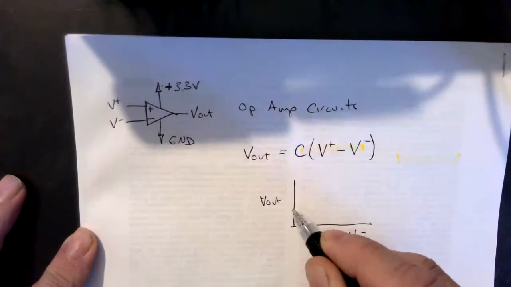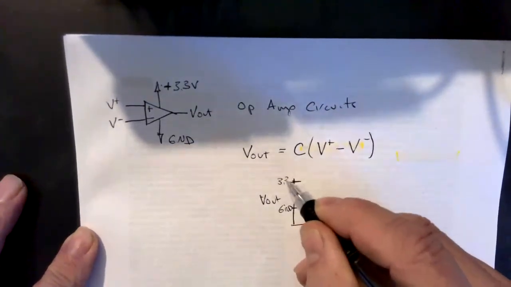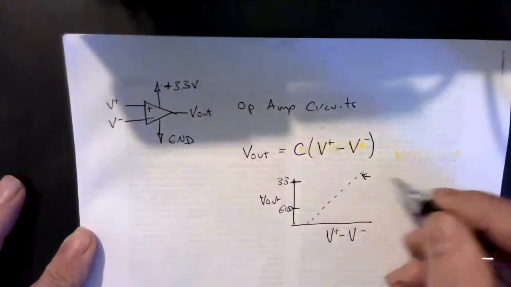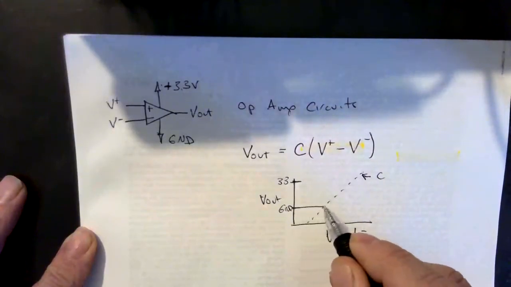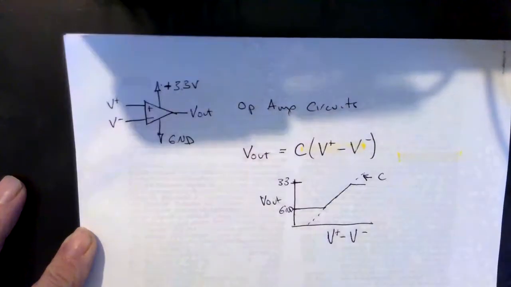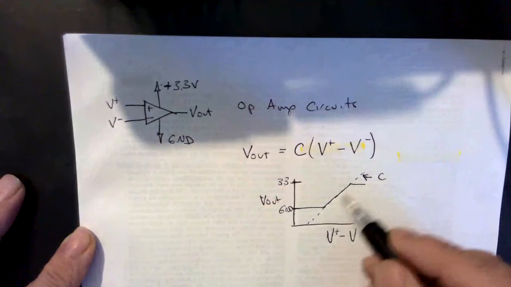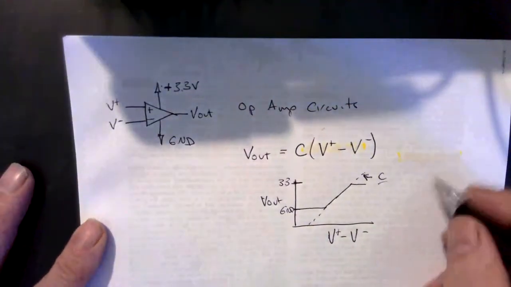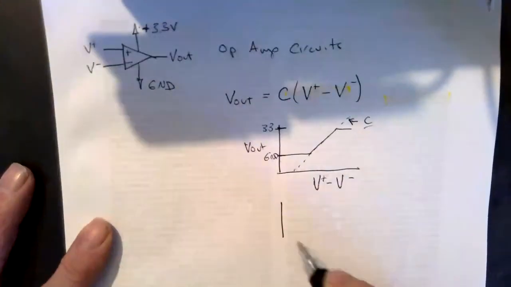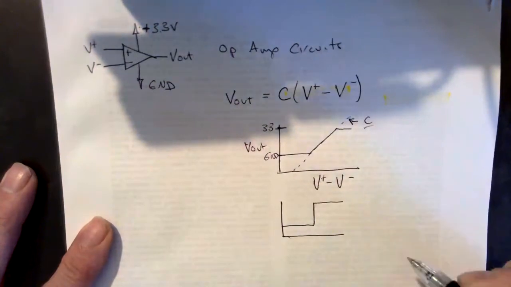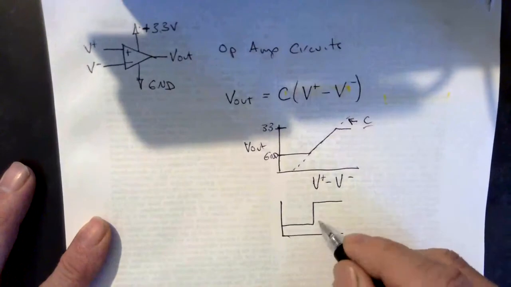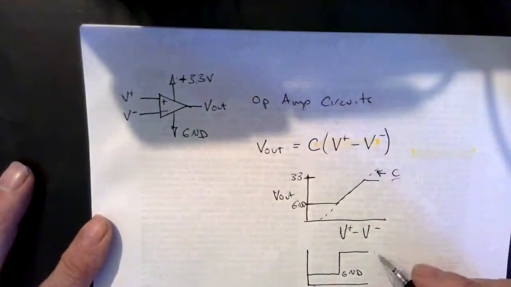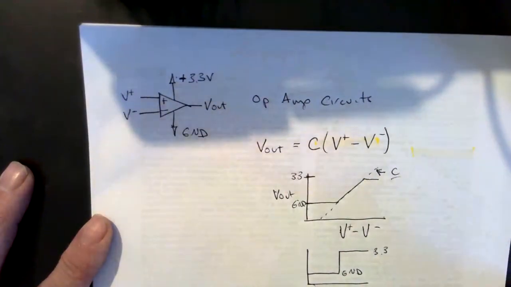Okay, so it can't go below ground, can't go above 3.3, and that means we have some theoretical behavior where the slope of this line is C, and then we have the real behavior, which is limited by the power inputs. Now this is theoretical, but C for reasonable purposes is very large. In practice, it's going to look like it jumps straight up like that. So we are limited between our inputs to the power pins, and it's going to look pretty steep, the slope of that.